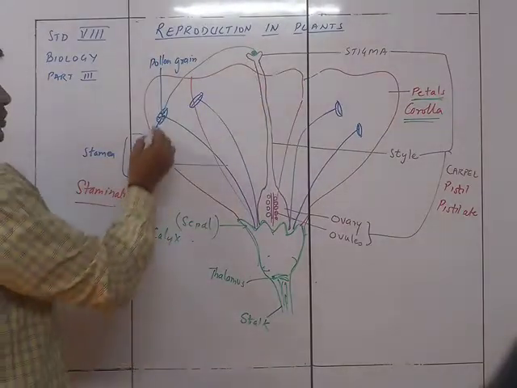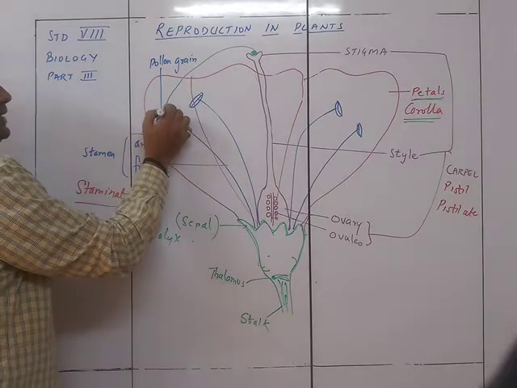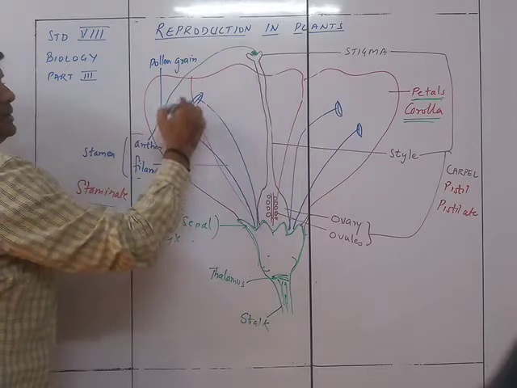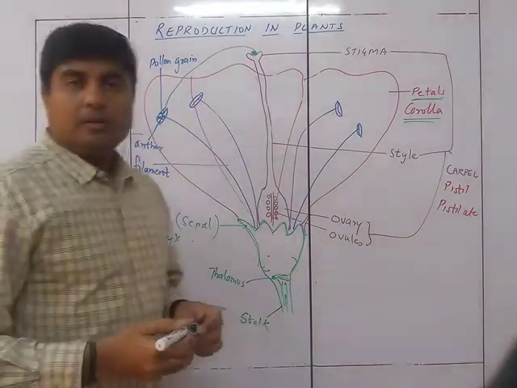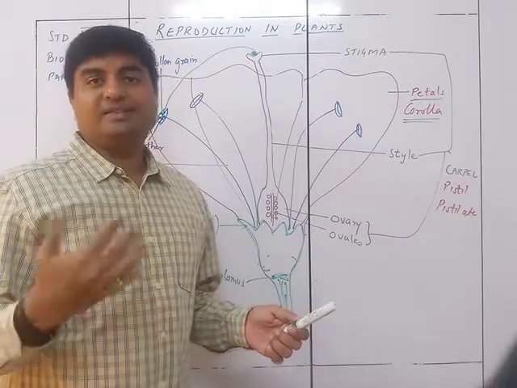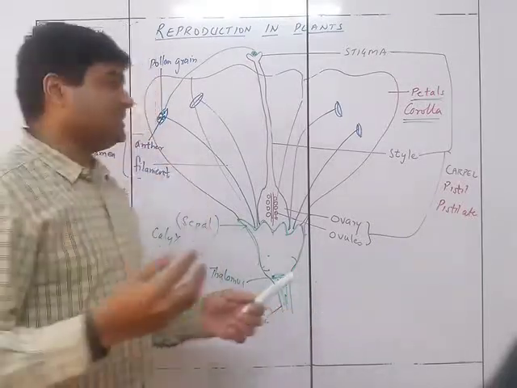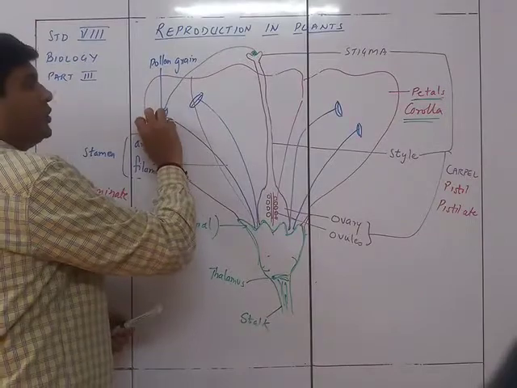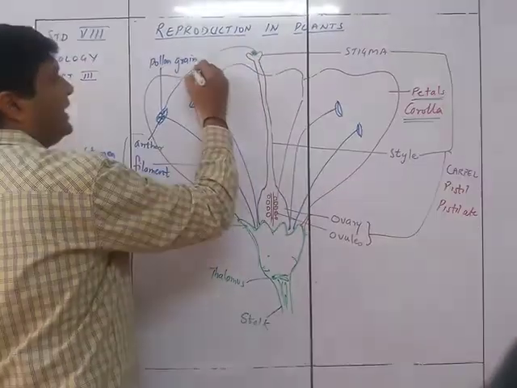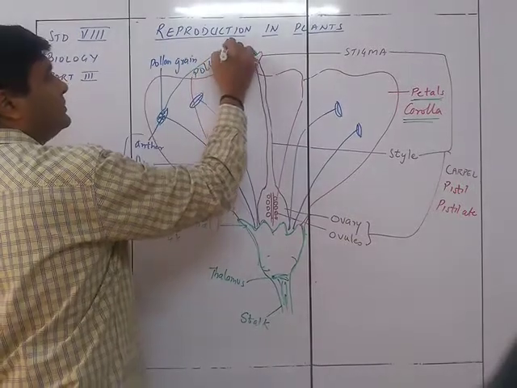Okay. So when the pollen grains from the anther go and sit on the stigma, this could be done by air or by an insect or by itself. When such a thing happens, that this pollen grain goes and sits over here, this process is called pollination.